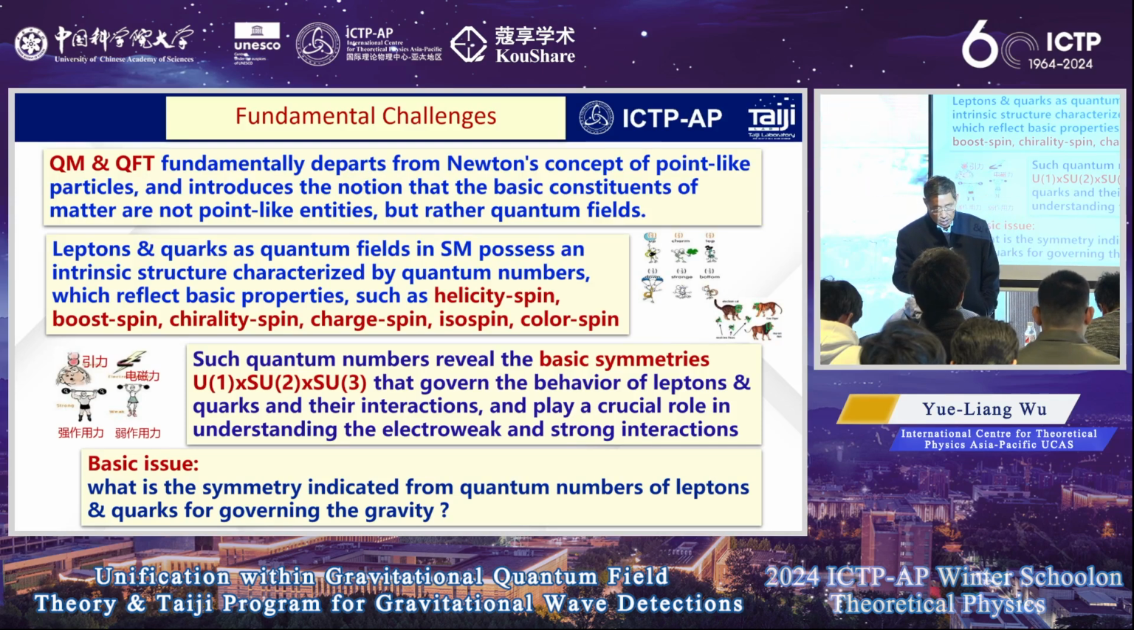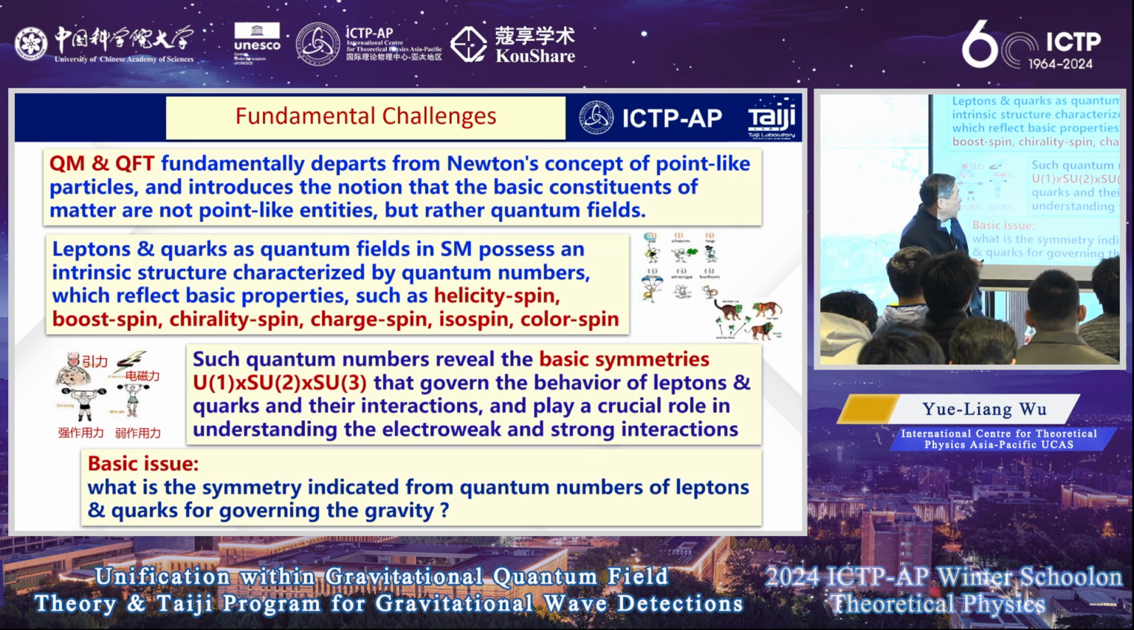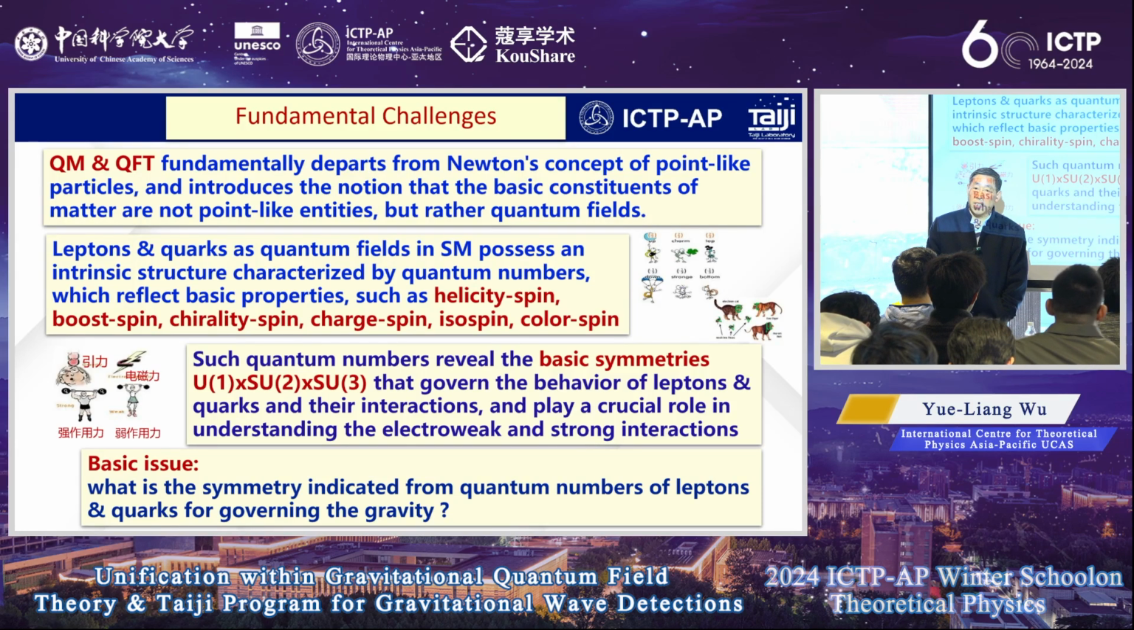Okay, so we see the symmetry is very important. Why is symmetry so important? Because it covers all the interactions. But we don't know where this symmetry comes from. It comes from the quantum numbers, or from the intrinsic structure of the quantum field. So then the basic issue we ask is: what is the symmetry indicated from the quantum numbers of leptons and quarks for the gravitational interaction?